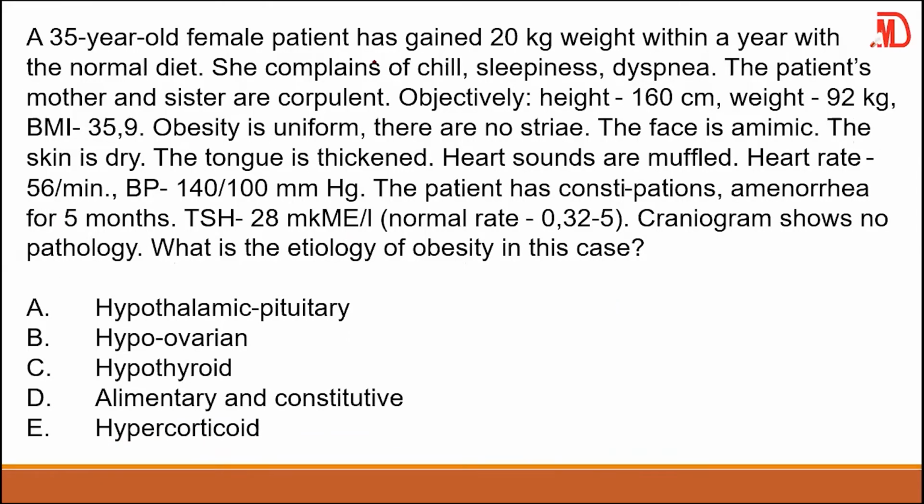A 35-year-old female patient has gained 20 kg within a year with a normal diet. Diet is normal, but she gains weight. She complains of chills, sleepiness, dyspnea. The patient's mother and sister are corpulent. Height 160, weight 92, BMI 35.9. What stage of BMI is this? Is it type 1, type 2, type 3, whatever? Stage 1, stage 2? Who can tell me? Oh, you have forgotten. Stage 2. Okay, good.